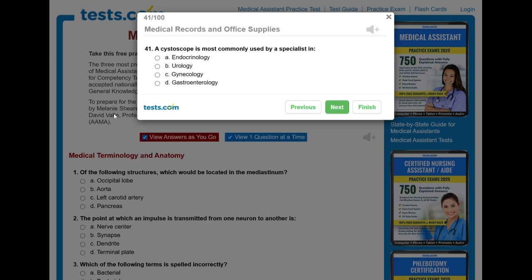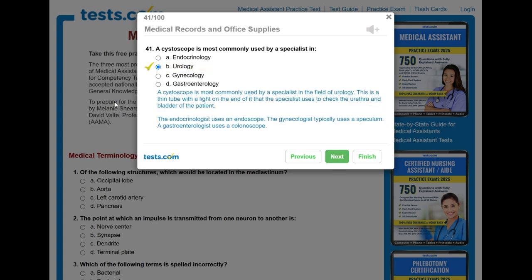Question 41. A cystoscope is most commonly used by a specialist in A. Endocrinology. B. Urology. C. Gynecology. D. Gastroenterology. B. Urology. A cystoscope is most commonly used by a specialist in the field of urology. This is a thin tube with a light on the end of it that the specialist uses to check the urethra and bladder of the patient.